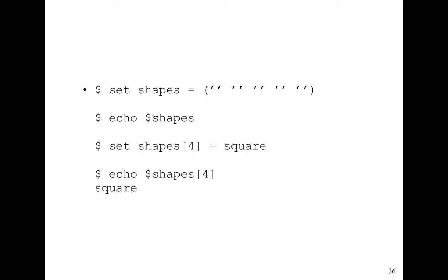Set shapes. I got some empty ones in there. Echo shapes, nothing's going to print out. Shapes 4 is equal to square. Echo shapes 4, square. That's an empty array.